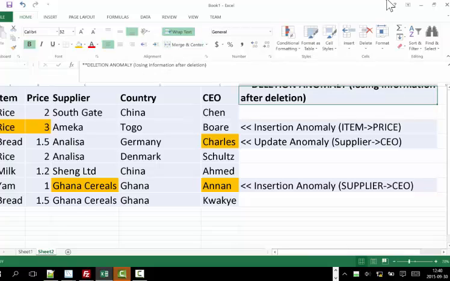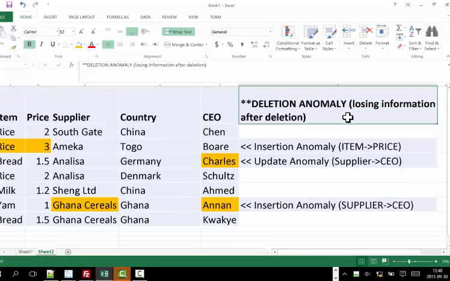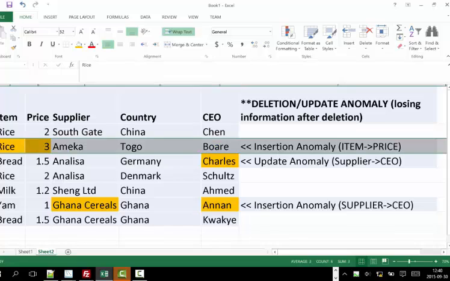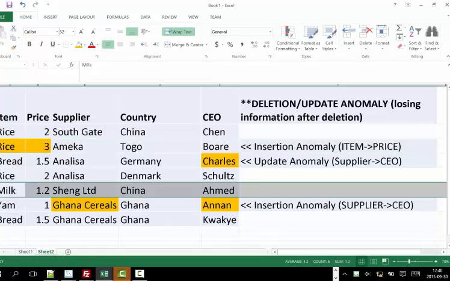Right. So sometimes, actually, it can work for updates as well. So for some updates or some deletions, you will end up losing information about certain things entirely. It will be gone. Right. So for example, in this database, if I were to delete this row, I could even pick this one, Sheng Limited. If I delete it, we will lose information about the fact that we had some milk, it will be totally gone.